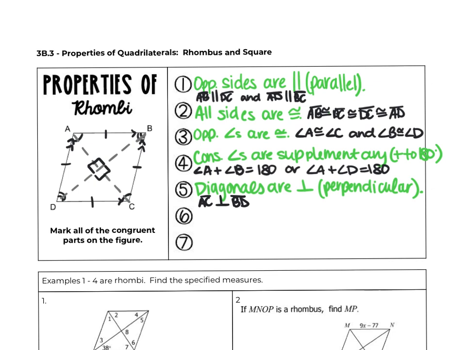Okay, next one is diagonals bisect each other. So basically what that means is they cut each other in half. So the important part for that is then it's going to create these congruent pieces. Now, the key thing here that sometimes gets messed up. So let's look here. AC is cutting DB in half.